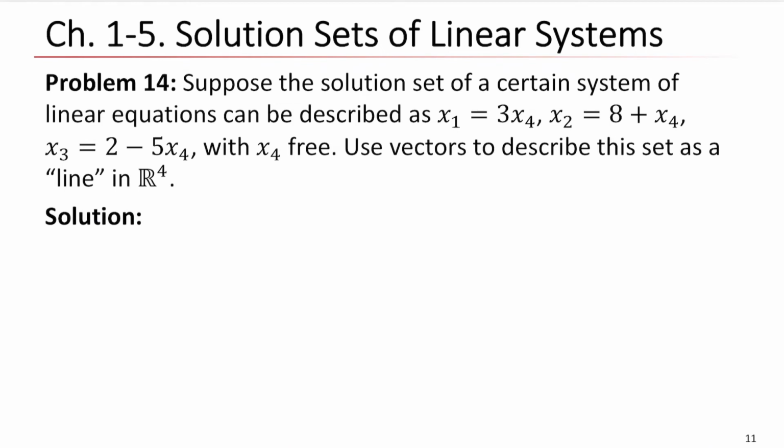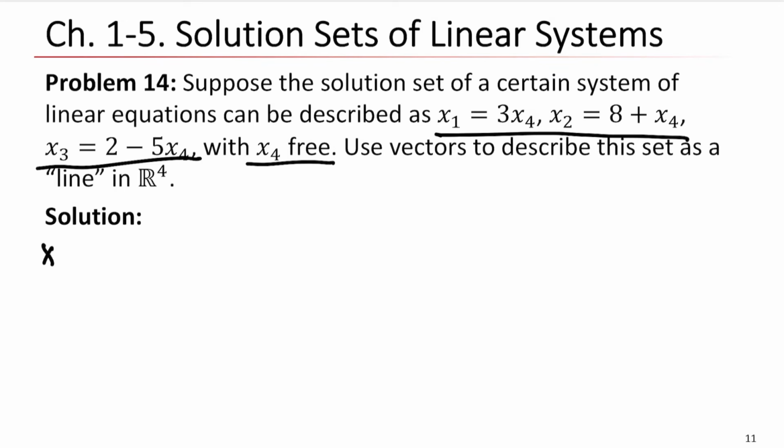Okay, so let's move on. In chapter 1.5, the solution set of a linear system, there is a problem. The first one is: suppose the solution set of a certain system of linear equations can be described as x1 and so on, with x4 a free variable. Use vectors to describe this set as a line in the R4 space. Okay, so let's do that.